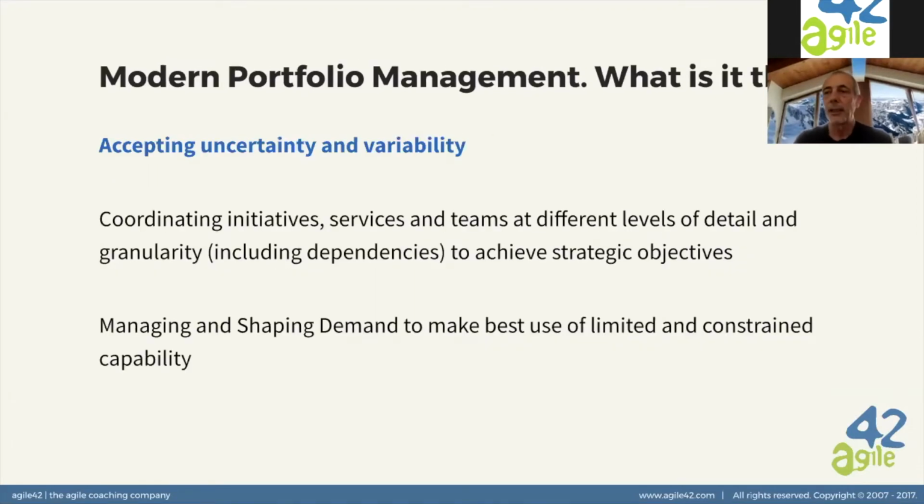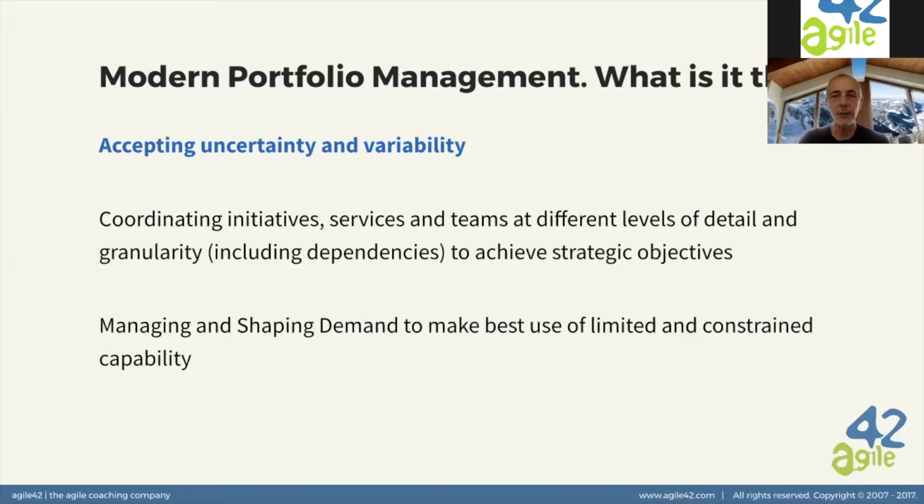So modern portfolio is a lot of things. I tried to summarize the 3 key things, in my opinion. So one is accepting and dealing with uncertainty and variability. No hope to avoid that. Then there's the issue of coordinating initiatives and services across teams at different levels of detail and granularity. And then obviously we need to deal with demand and capability, managing and shaping demand to make the best possible use of our capability. So we'll go back to uncertainty later.